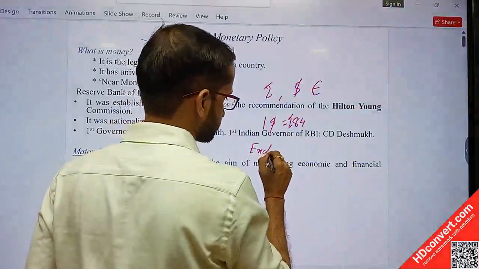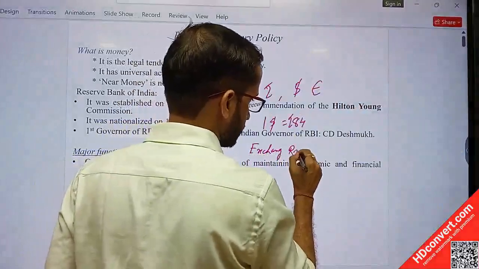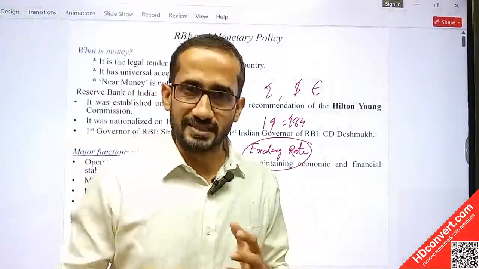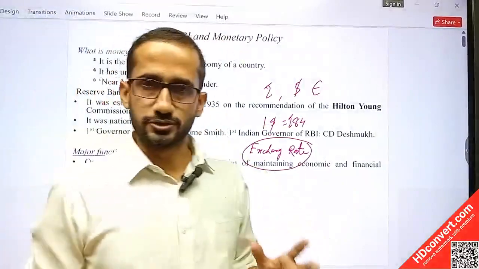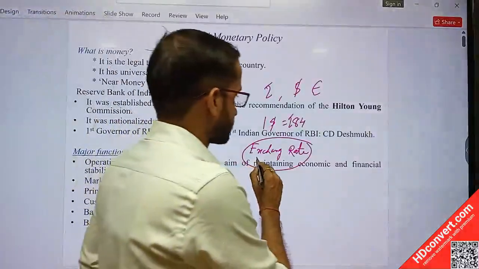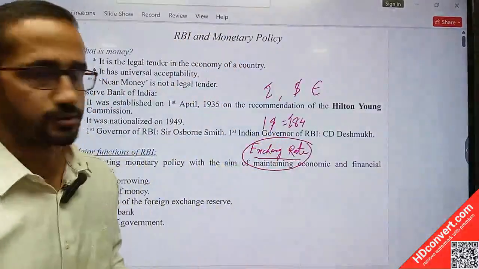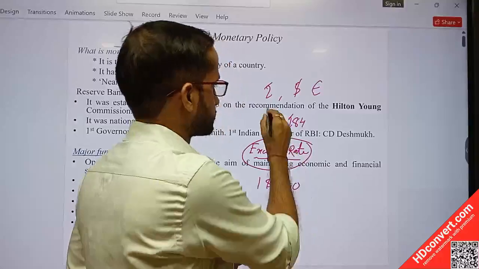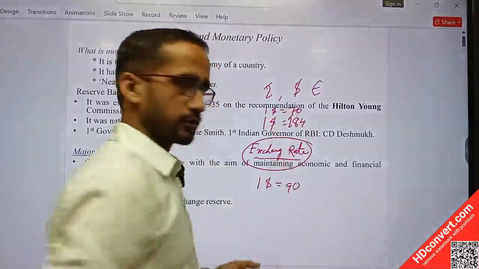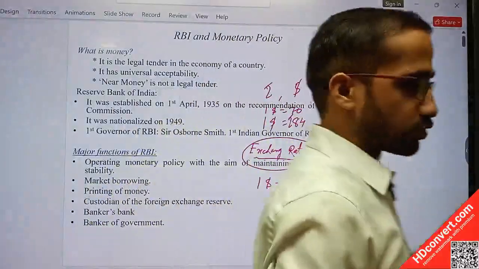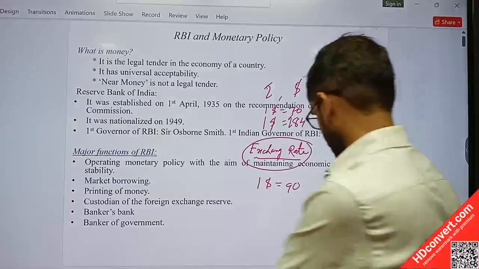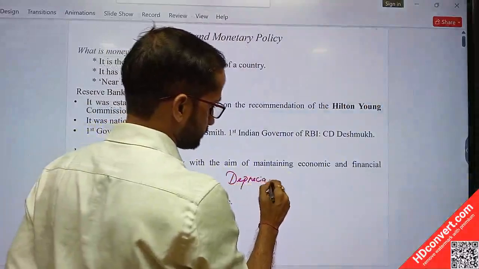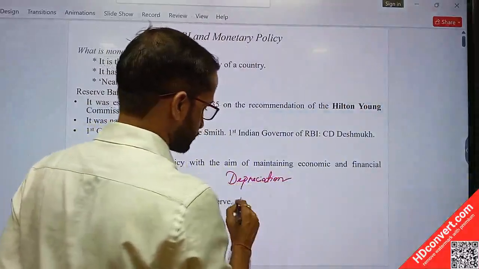We'll discuss in detail what factors determine the exchange rate between the currencies of two countries. Now $1 is 84 rupees, but sometimes $1 may become 90 rupees, and sometimes it may become 70 rupees. Here there are two concepts: one is depreciation and the next one is devaluation.